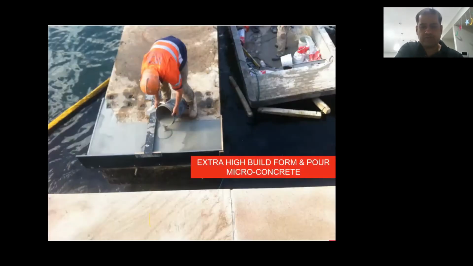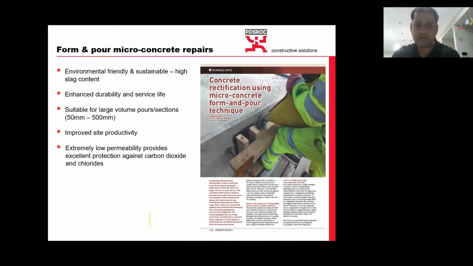And then you have a foam and pour product. Foam and pour, if you have any type of structural element, columns and beams or slabs that needs a very high void repair, there are high build foam and pour repair mortars. And I have written some articles on foam and pour. If you Google it, you will find it definitely. Here you go, you have it. Concrete rectification using micro concrete foam and pour.